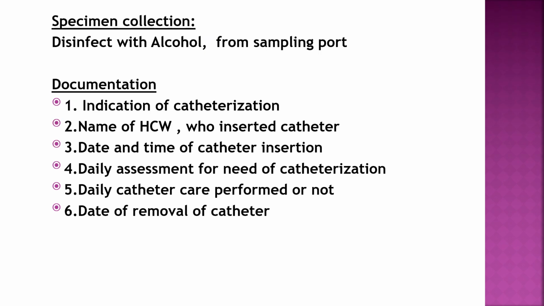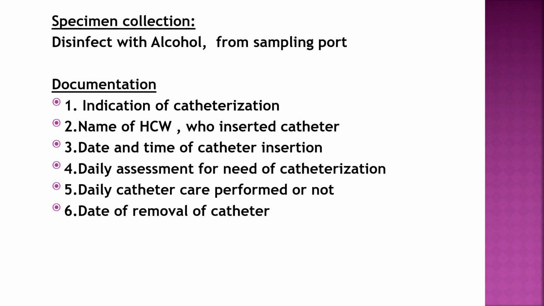Now we will see sample collection. When we have to diagnose that, how to collect urine sample. So you have to disinfect the tube with the alcohol, and then from the proximal portion of the tube you can collect the urine sample. But urine sample should not be collected from the drainage bag. So sample can be collected from the sampling port after disinfection with alcohol.